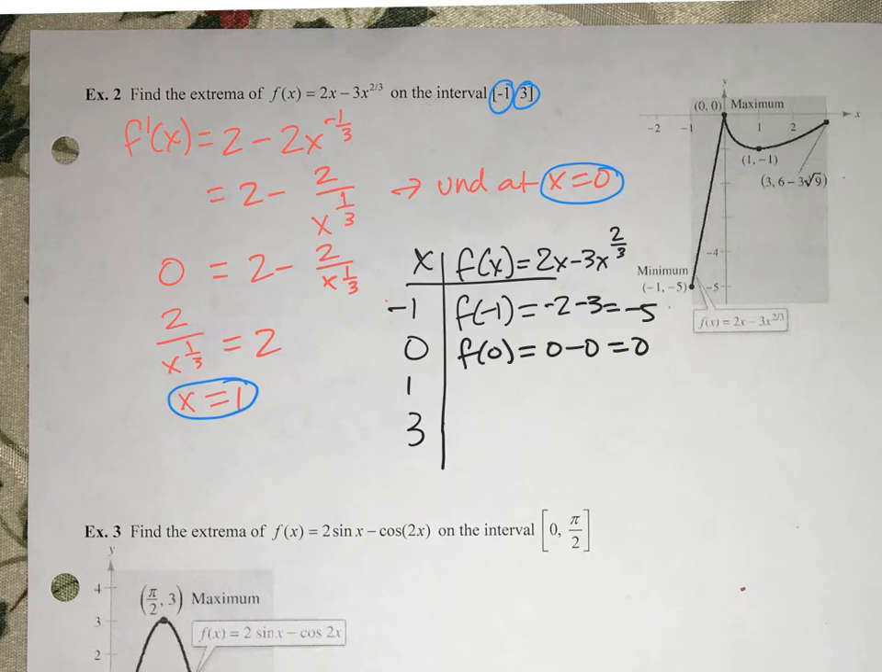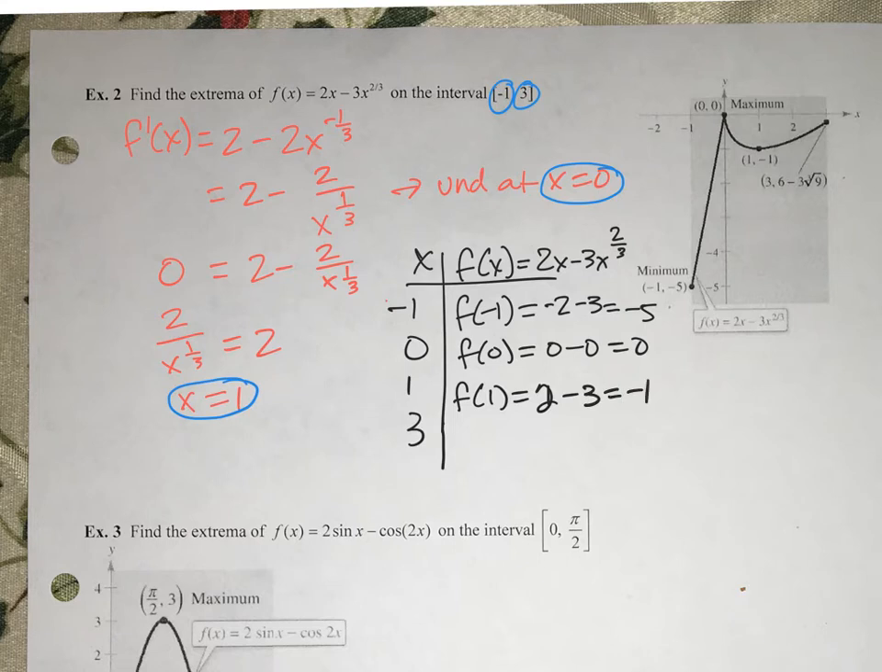And then f of 1 would be 1 minus 1. No, I'm sorry. It wouldn't be 1. It would be 2. If I put a 1 in for x right here, 2 times 1 is 2. Minus, now if I put a 1 in for here, 1 raised to the 2/3 power is 1, and 3 times 1 is 3. So this would just be 2 minus 3, which equals -1.